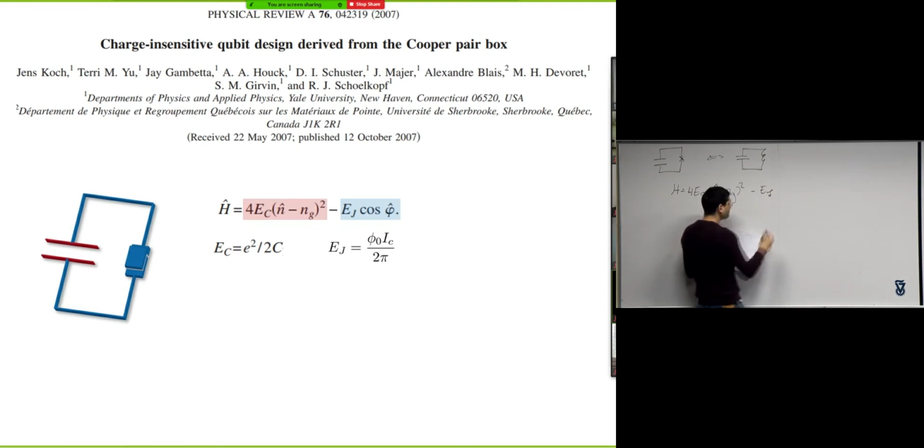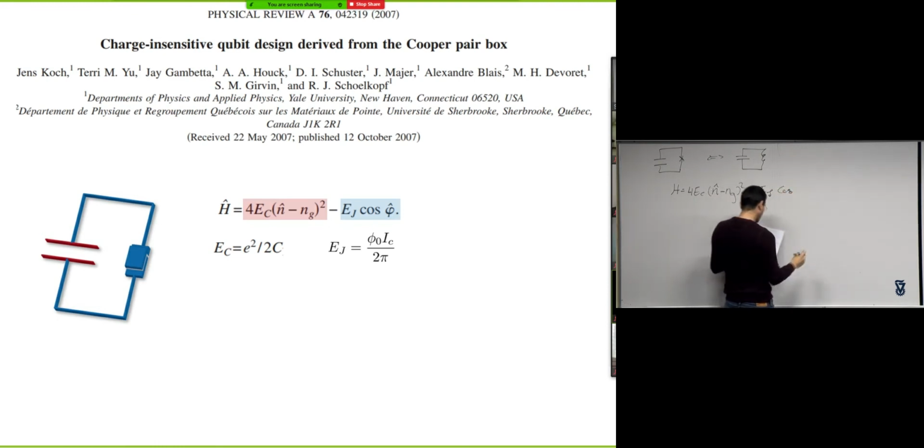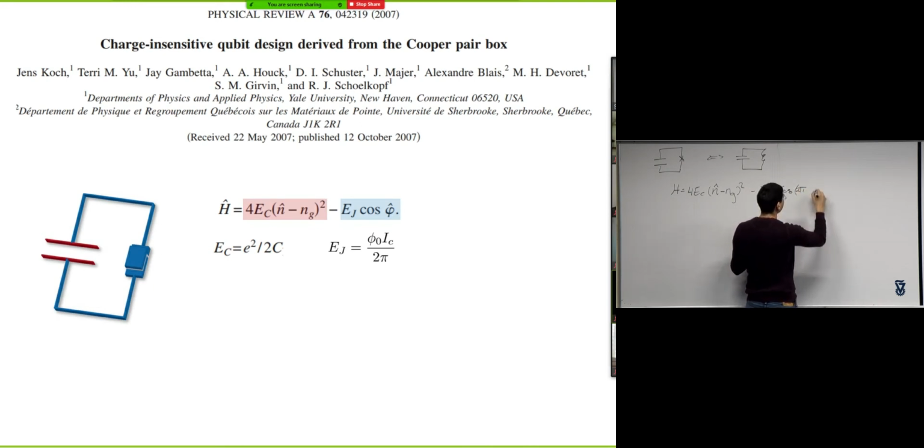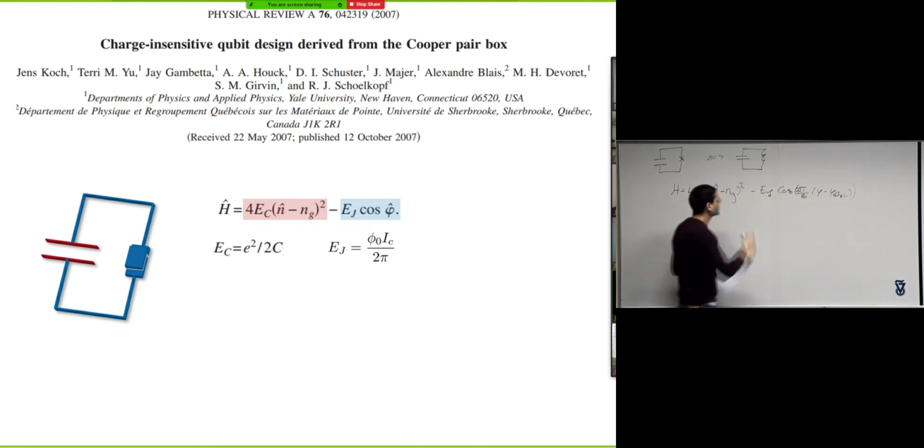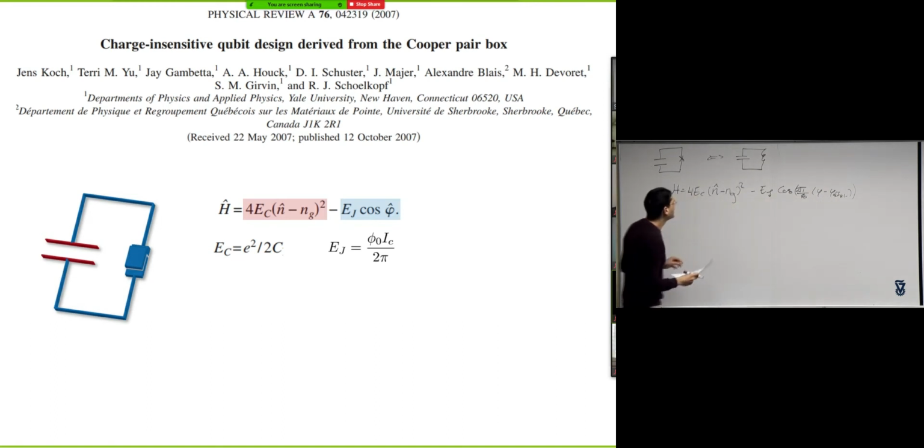And the second term, this is cosine of phi, which we can write as basically 2 pi over phi naught, and then you have phi, and you might have phi offset. There might be some offset here. So this is the most general, but we can take phi offset to be 0, and we can take Ng to be 0, and it doesn't change it.